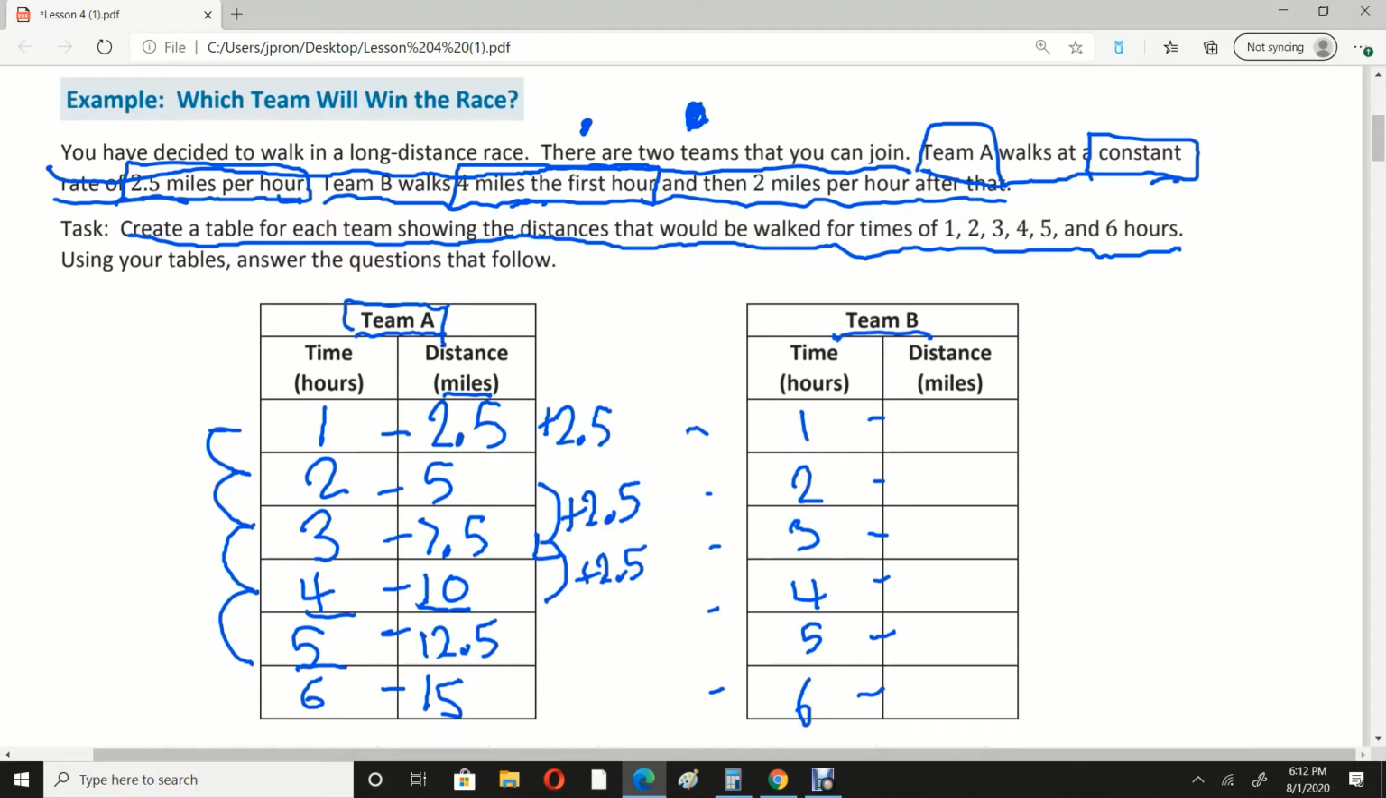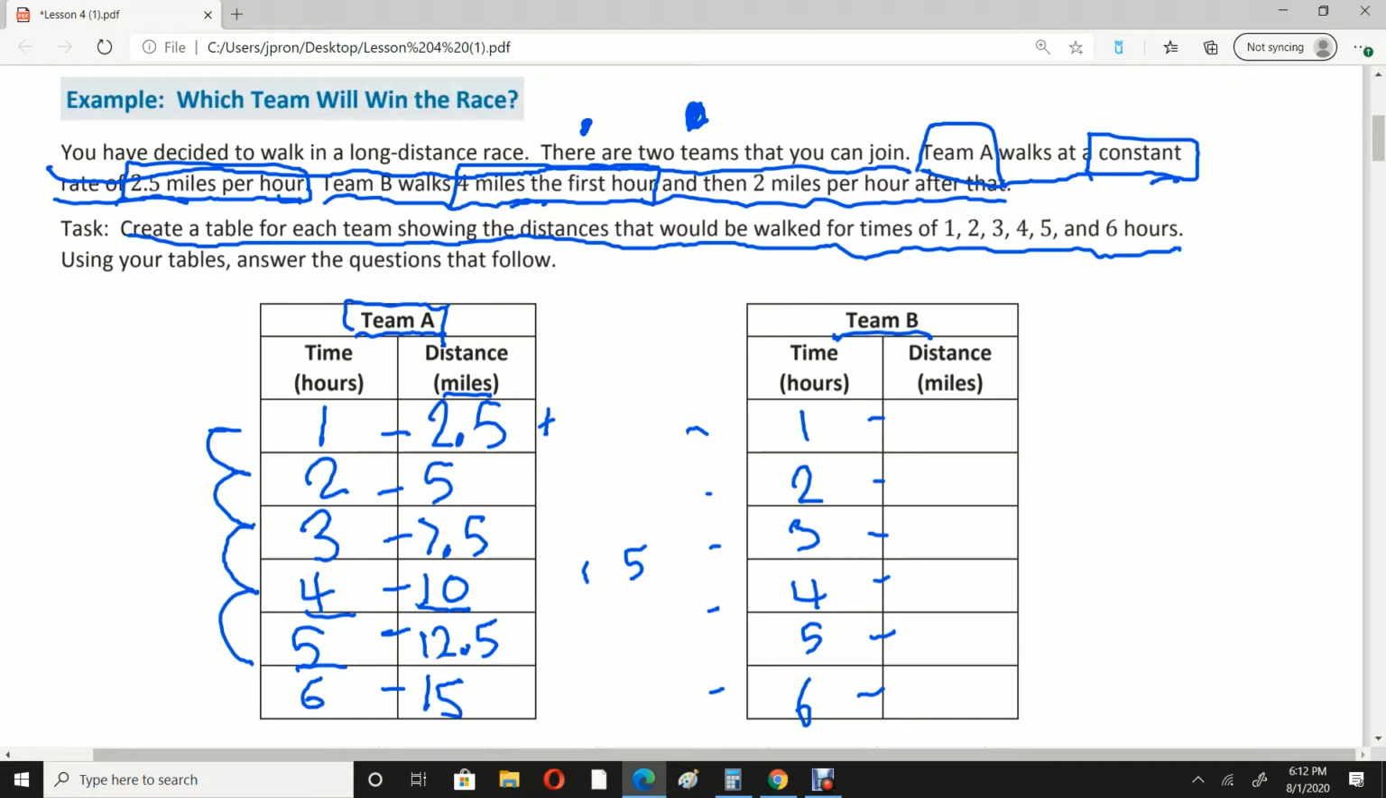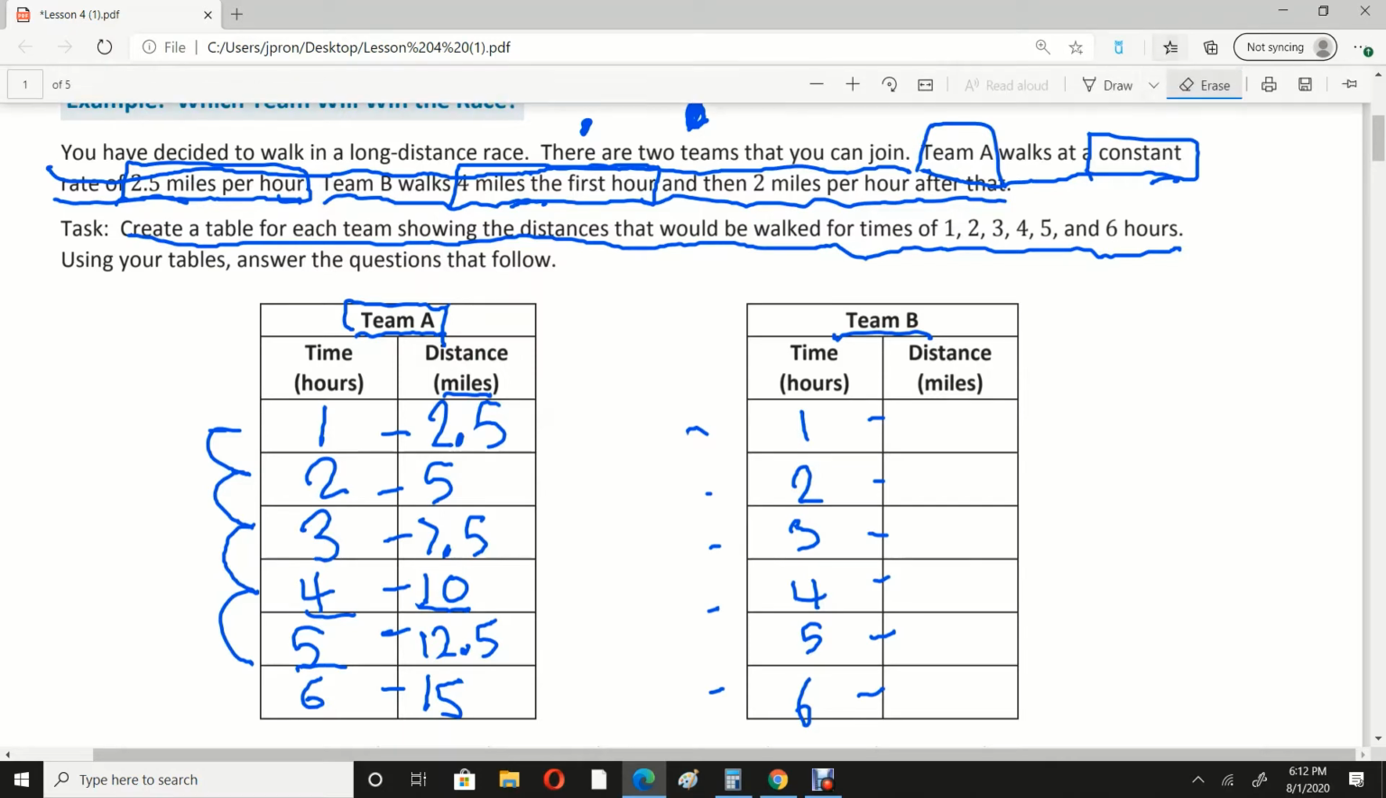So what did you come up with for Team B? How did you fill out that chart right there? Let me know. Those were some very interesting and creative solutions. Thank you for your effort.